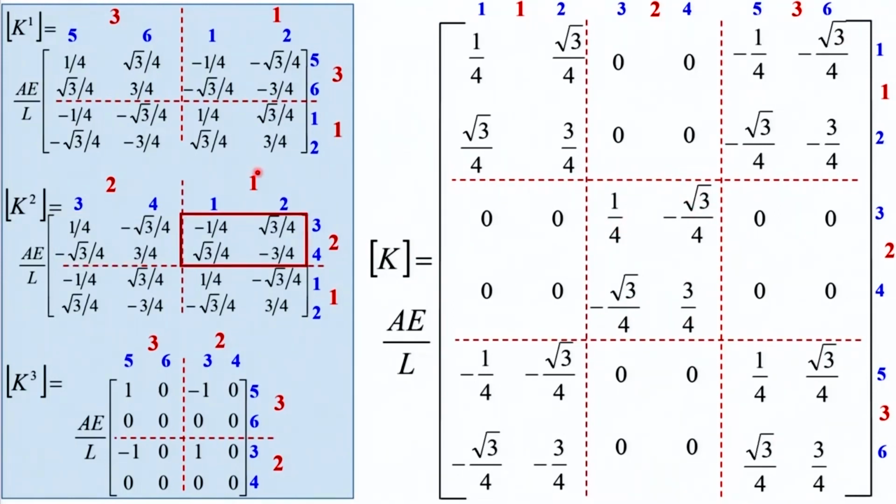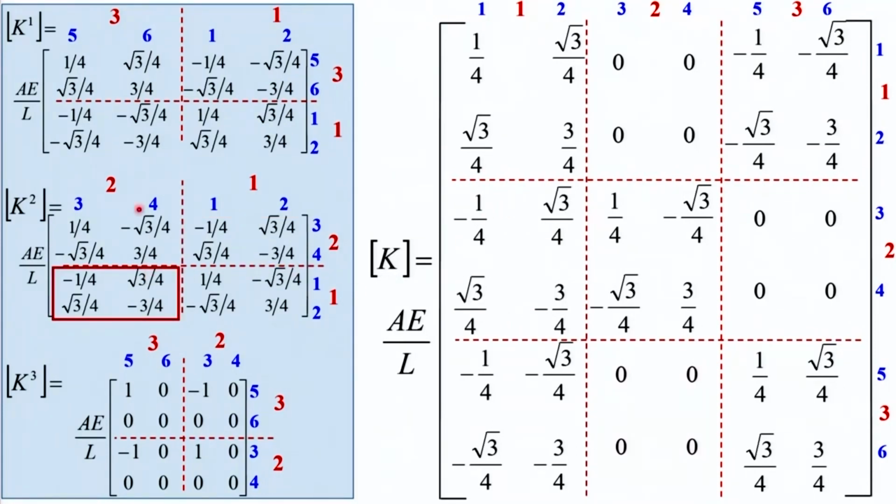Next block is this 1 and 2, and this is 1 and this is 2. So, we have to put this information here. So, this information we put here. Go to the next block. Next block is between 2 and 1. So, this is 2 and this is 1. We need to put this information here. So, we put this information here.